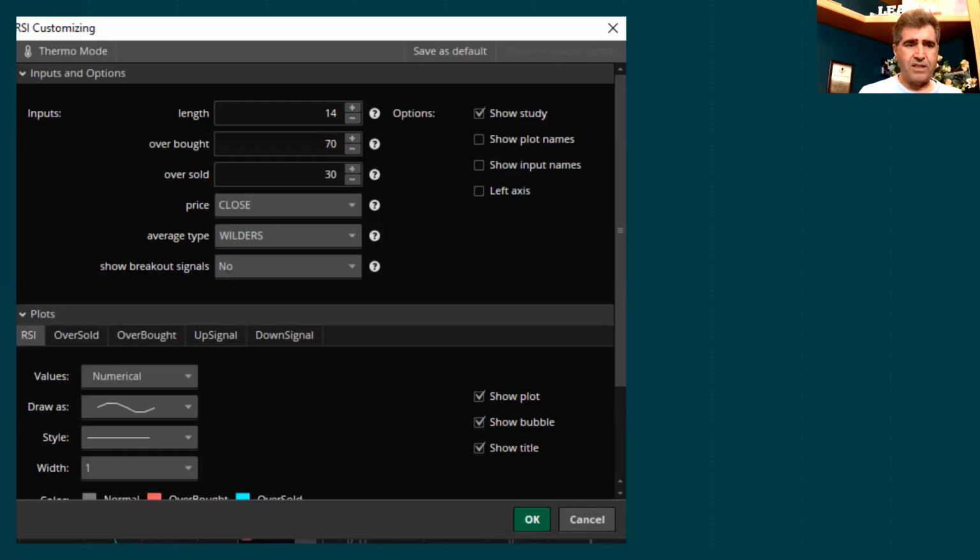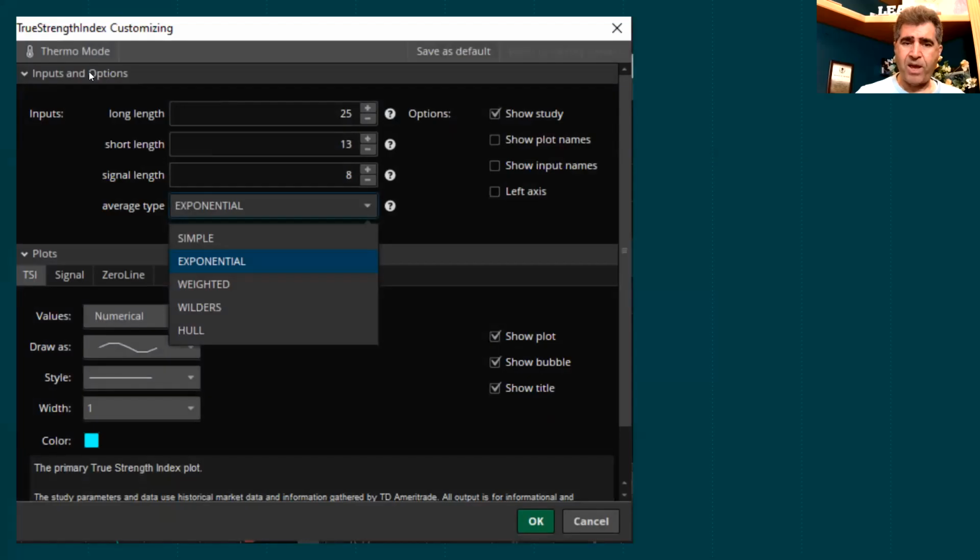This is from Thinkorswim, if you want to add it. The parameters with this indicator: you can see 70 and 30 are the overbought and oversold levels, and all we do is look at the 14 bar length. It is based on close, and the average type is called Wilder's. So basically, Wilder's is the default for RSI.